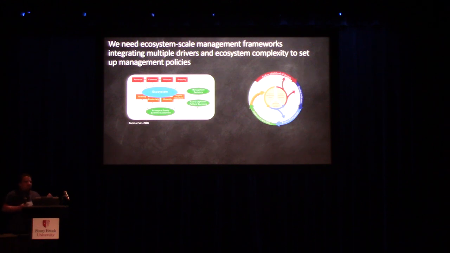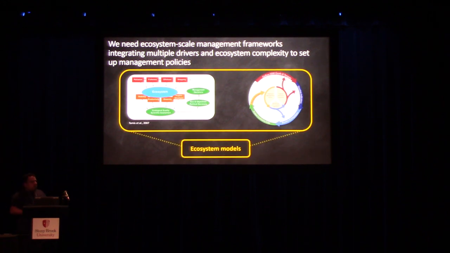One way of doing this, because we often lack data, we have a lot of data for commercial species, but we don't have a lot of data for non-commercial species, and we need to find a way to assess the state of the ecosystem with the data we have. And one method that we have is to use ecosystem models, such as Ecopath, such as Atlantis, and so on.